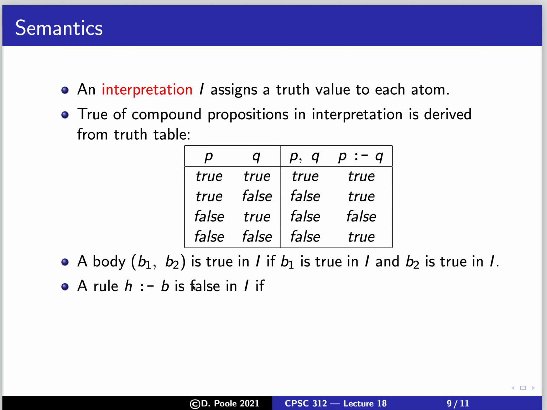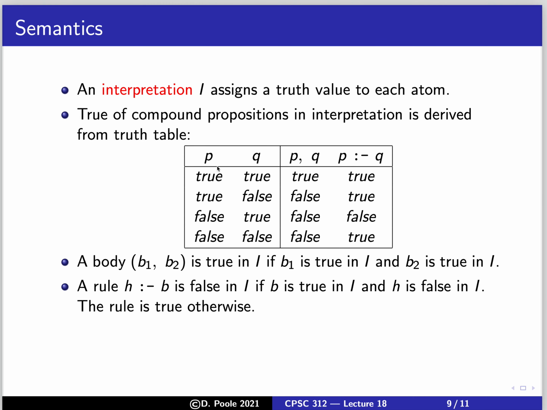A rule H if B is false in some interpretation I if B is true in I and H is false in I. So it's false if H is false and B is true, because you found the counterexample. You've said that H is true if B, but it's not true because B was true and H is not true. And the rule is going to be true otherwise. So that's what that's going to mean.